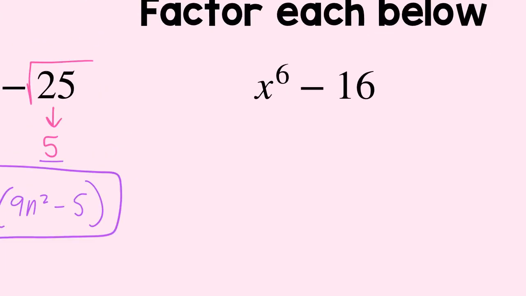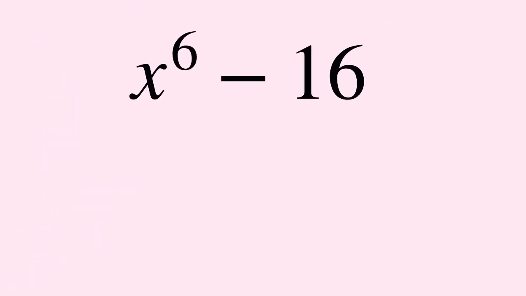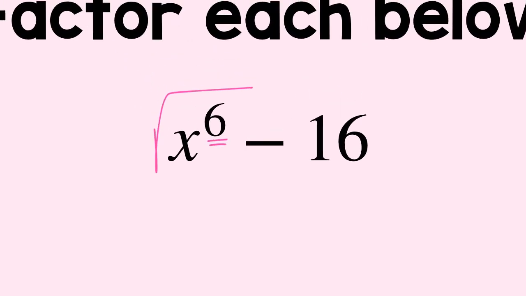Okay, same thing with the next one. So we have x to the 6th power. So if I want to figure out what the square root of that is, I basically need to just cut this in half, right? So half of 6 is 3, x to the 3rd. Let's just double check, x to the 3rd times x to the 3rd. Would that equal x to the 6th? Yes, it would, because remember, you just add the exponents when you multiply them. So that would be our square root here, x to the 3rd.